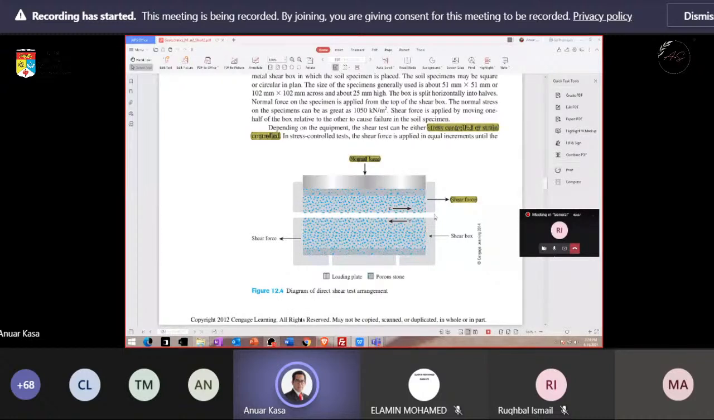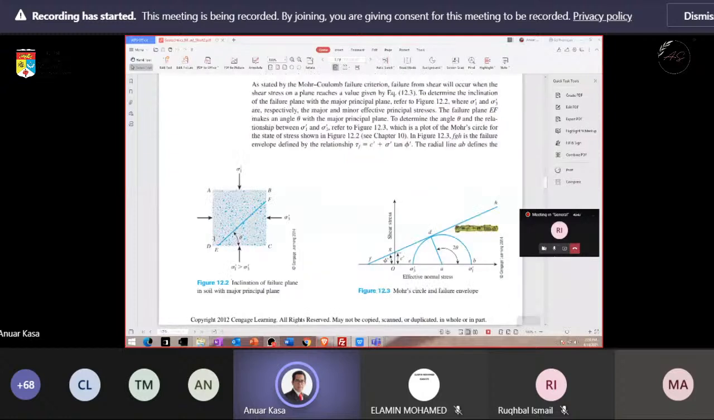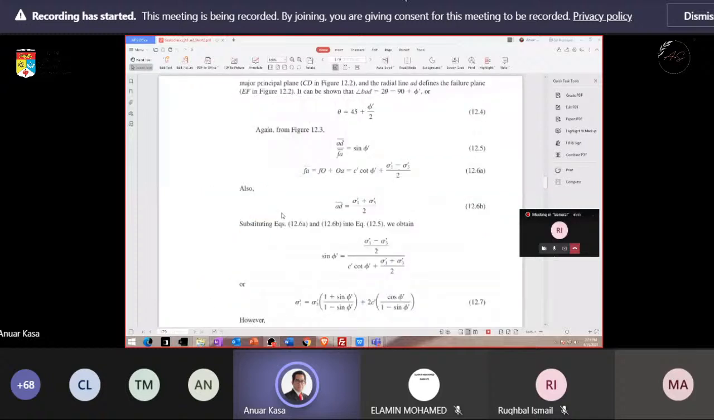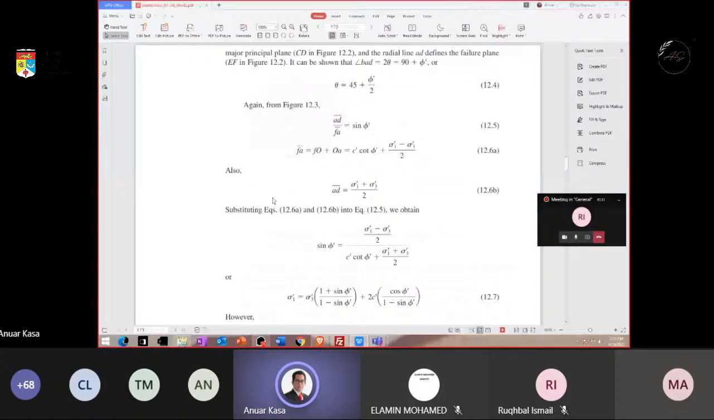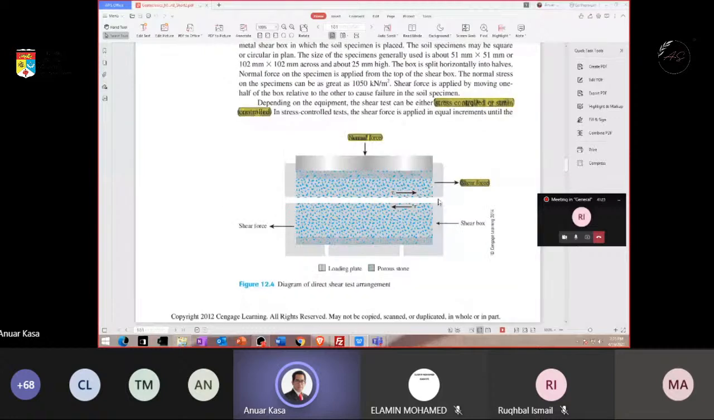This is the plane, not a straight line here. Not just a horizontal line, but there is actually an angle. Normally it fails not along a horizontal line. So in this direct shear test, we force the sample to fail along this horizontal line. But that is the easiest and cheap way to get the shear stress and normal stress. If we want to be more accurate, we can do a triaxial test.